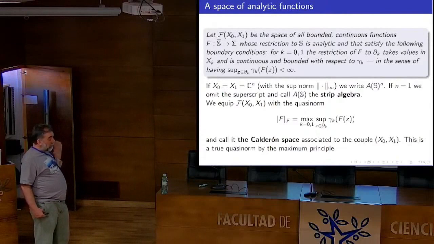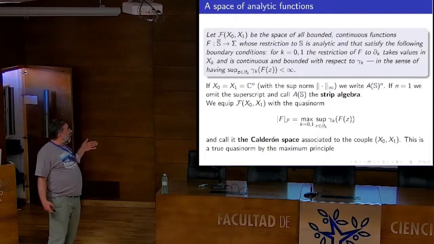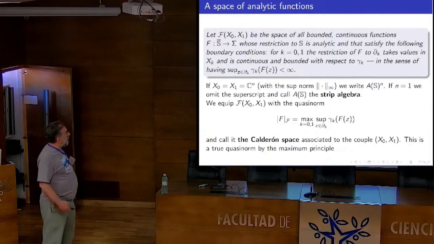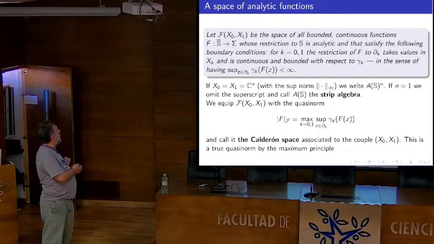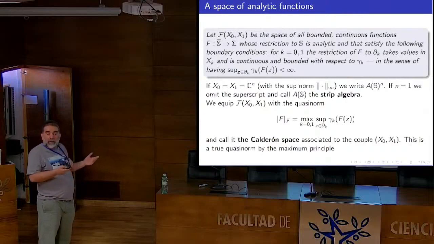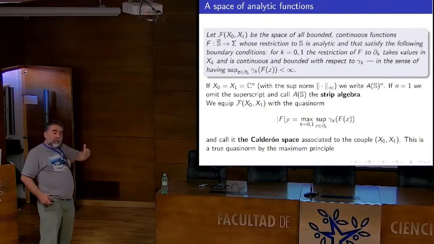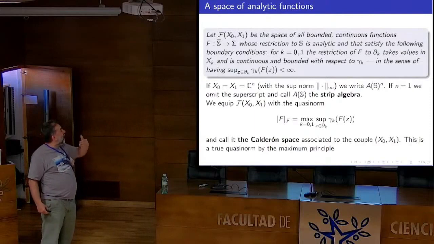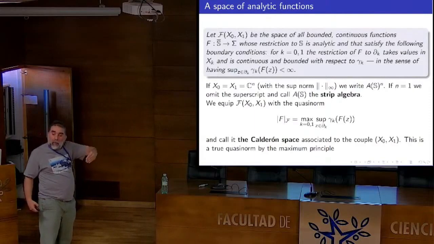Continuous and bounded up to the boundary, with analytic restriction in the interior of the strip, and satisfying two boundary conditions, namely that the function in each part of the boundary takes values in the corresponding space. This is nothing in the simple example in which you may think, if you want, that all the spaces are the complex plane.